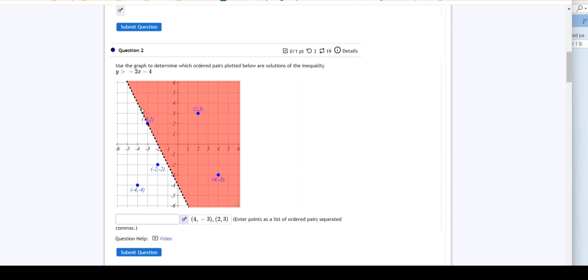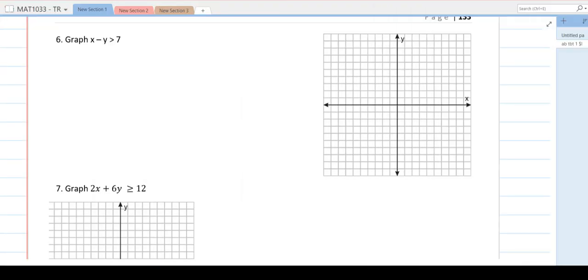The dotted line is going to represent the greater than or less than in the inequality. If it's a solid line, then it'll be or equal to. And then you can use points on the line. So, when I'm doing these problems, we're going to set the equation, or isolate y.